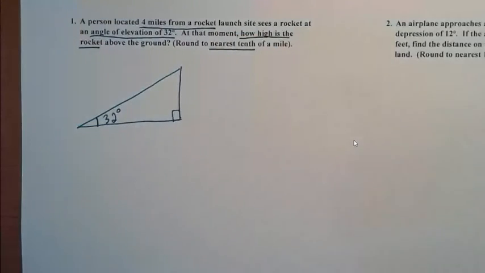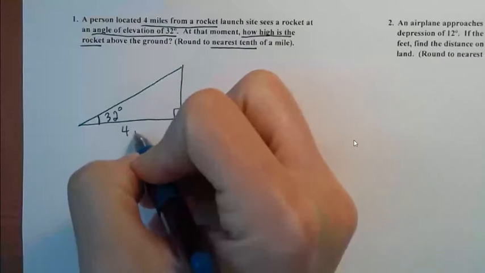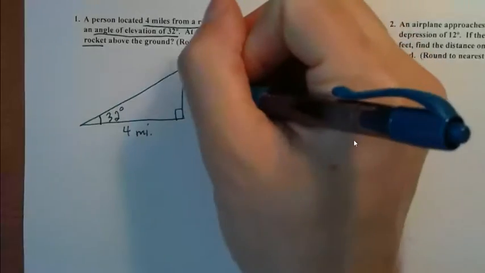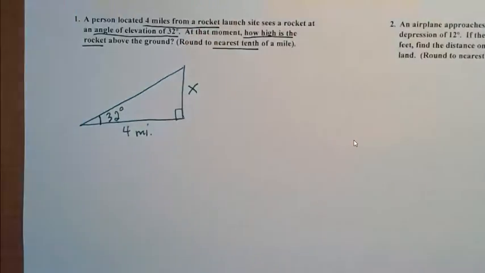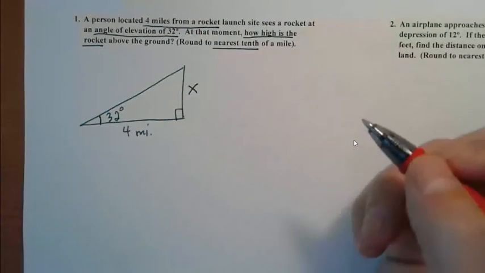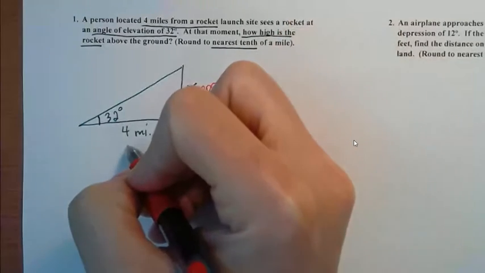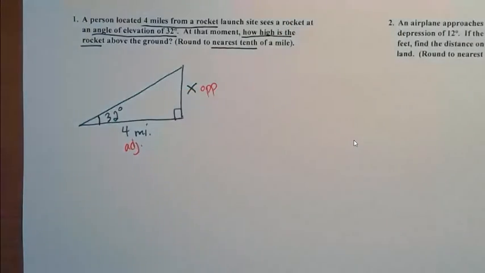And if the person is located 4 miles away, that means that the bottom side of our triangle is going to be 4 miles right there. And lastly, our question is asking how high is the rocket above the ground, meaning that our side over here is going to be x. So the first thing we need to do is figure out what trig function we're going to use to solve this now that we have a picture of what is going on. The x is the opposite side, and the 4 is the adjacent side as our two important sides. That means that we're going to be using tangent.